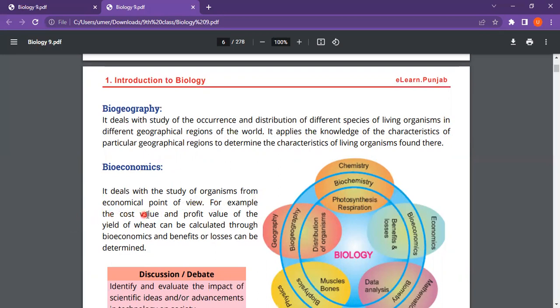For example, the cost value and profit value of wildlife can be calculated through bioeconomics, and benefits or losses can be determined.